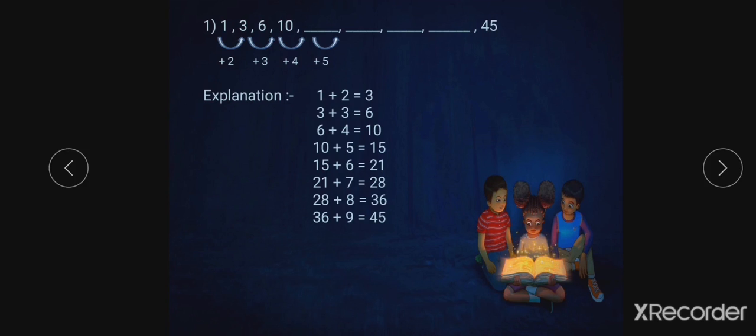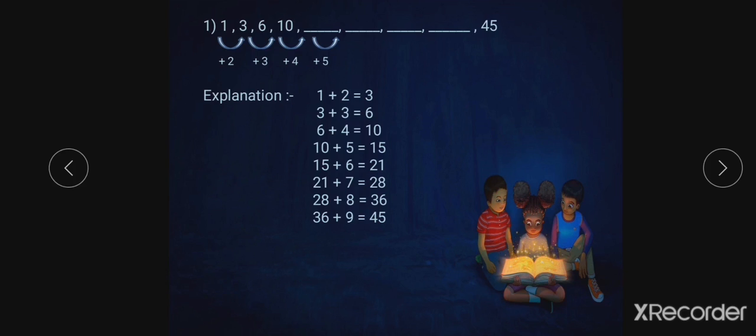Question number 1. Here you can see the numbers given are 1, 3, 6 and 10. Do you observe any pattern between these numbers? Yes, if you can see, when we add 2 to 1, we get the next number, that is 3. To the next number, when we add 3, we get our next number, that is 6. And when we add 4 to 6, we get the next number, that is 10.